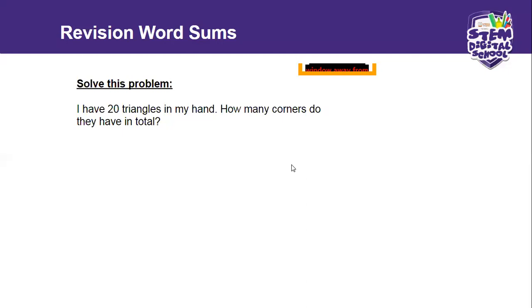I want us to do a quick revision. Let's look at the screen. I have 20 triangles in my hand. How many corners do they have in total?